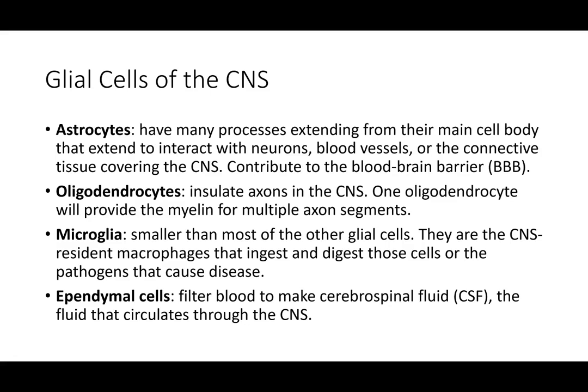Microglia, these are some of the smaller glial cells, hence the micro part of their name. They are the macrophages found within the central nervous system. So this is our central nervous system's main immune response, these macrophages. They will help ingest and digest the cells that are dead, dying, breaking down, or any of the pathogens that do manage to cross that blood-brain barrier.